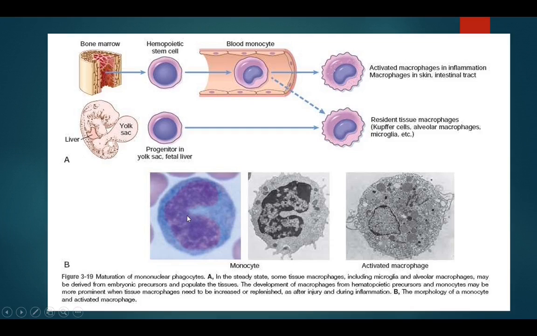So in the peripheral blood smear, this monocyte looks like this. It has an indentation in the nucleus. And this is the activated macrophage, which has more vacuoles, and then there are a lot of secretory granules present. So this is how it looks in the electron microscopy.